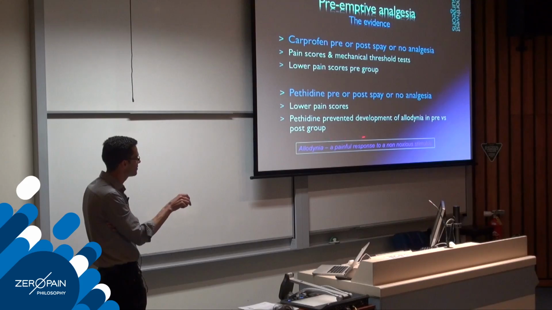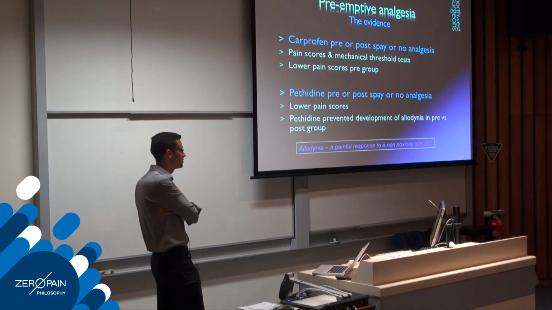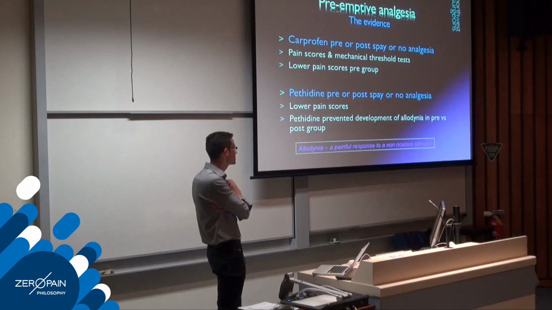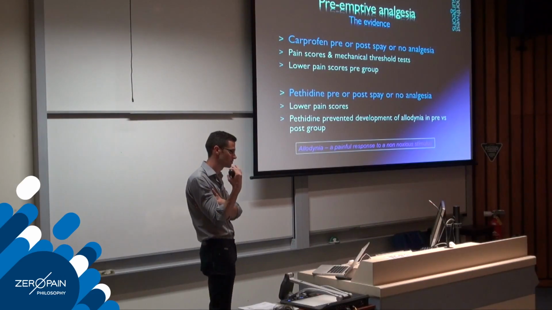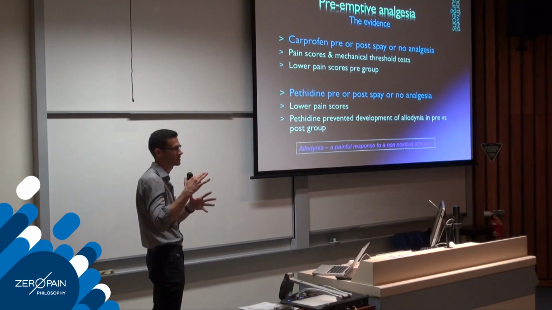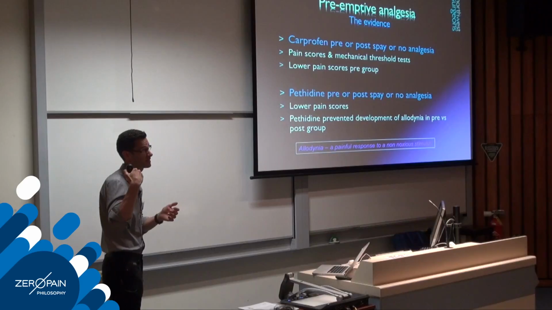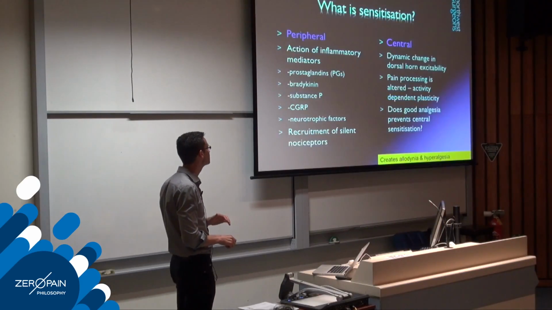What they noted here with the pethidine group is that the pethidine prevented development of allodynia, and allodynia is a painful response to a non-noxious stimulus. So probably the best example that we have of allodynia is if you have a bit of sunburn on your shoulders and you step in the shower. Normally the water on the back of your shoulder doesn't hurt, does it? But when you've got sunburn, that's unpleasant. So that's a really good example of allodynia.